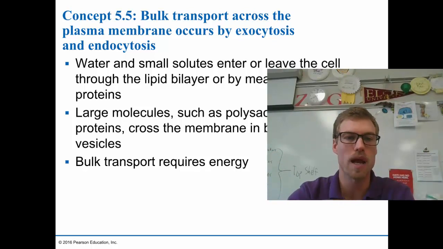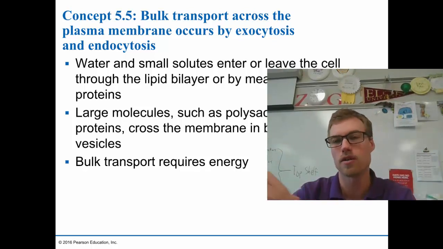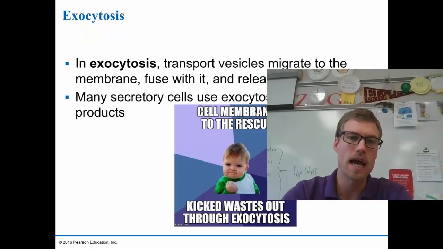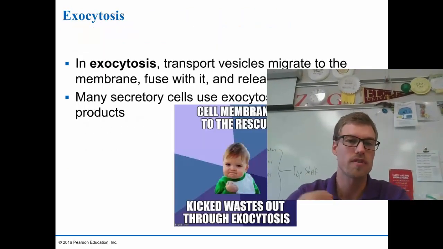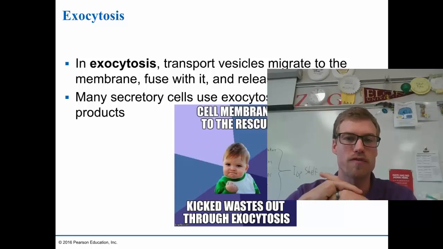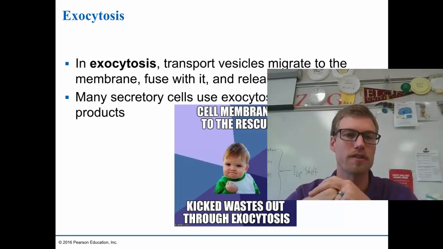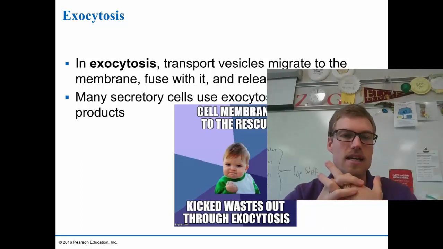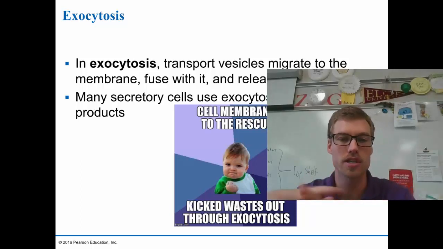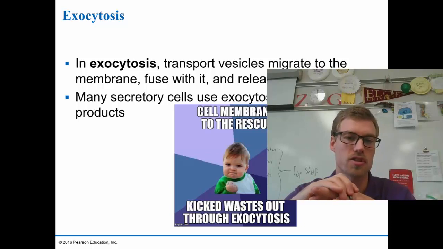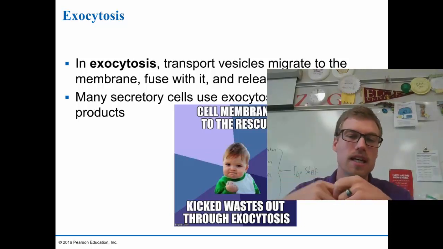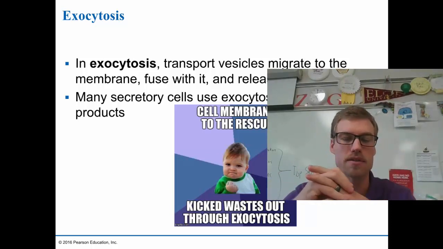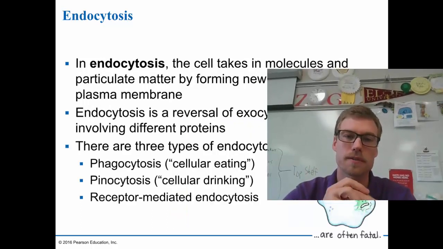And so these occur by bulk means, and these bulk means require energy, and these can be either in or out of the cell. So exocytosis is the first one. This is where we move things out. A transport vesicle, which we'll learn a little bit more about later in the unit, is going to migrate to the membrane, fuse with it, and release the contents. And many secretory cells use exocytosis to transport their products. So they make something, and then they transport it to the outside of them using exocytosis.